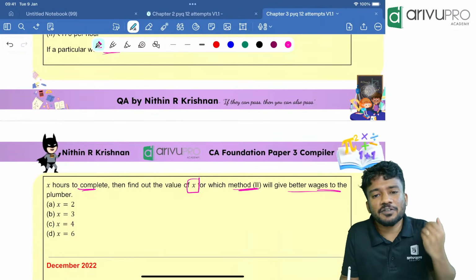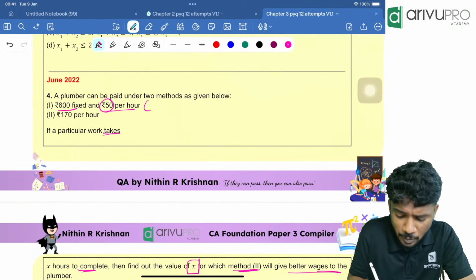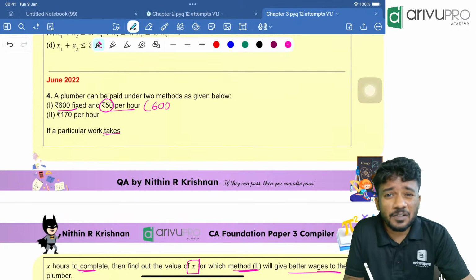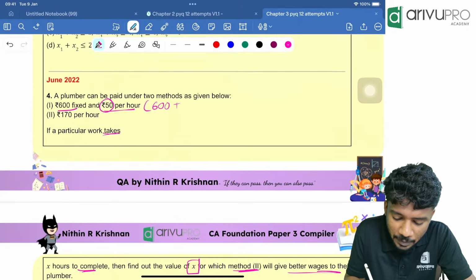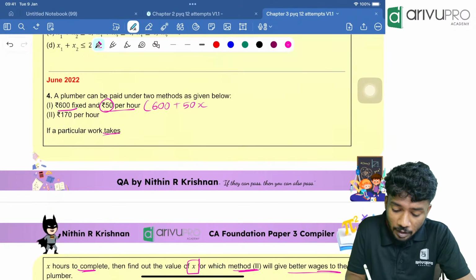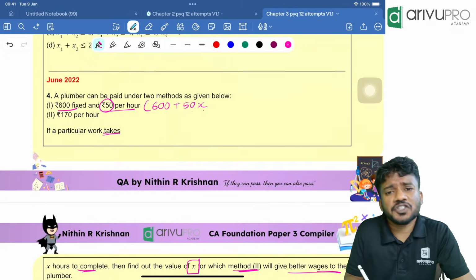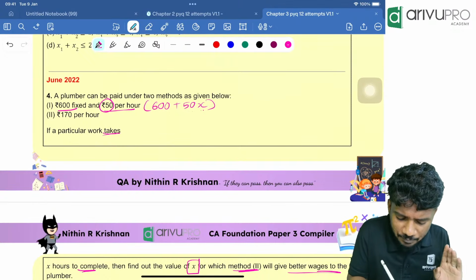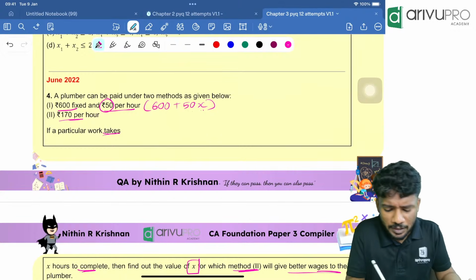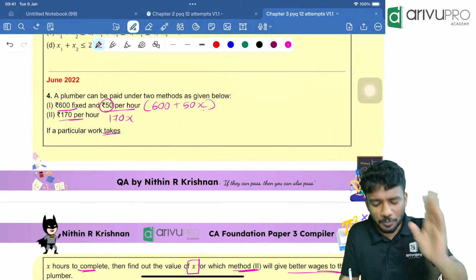That means we need to find the equation for both. Look here. In the first case, what will be the equation? What will be the payment the worker will be receiving? 600 plus 50 into X. That means if he works X hours, X into 50, that is the hourly rate into 50, which is 50 into the number of hours worked plus 600, which is the fixed rate. Then 170 per hour means he will get 170 into X. Now you should tell me what should be the condition.